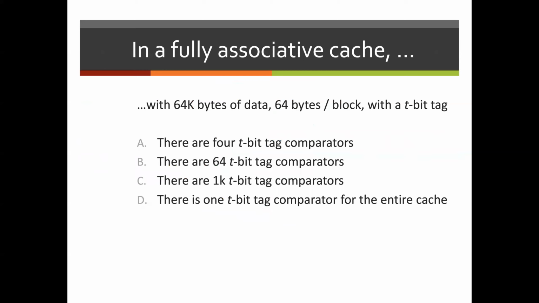So let's consider a fully associative cache with 64 kilobytes of data, 64 bytes per block, and with a T-bit tag. How many comparators are there going to be? 4 T-bit tag comparators, 64 T-bit tag comparators, 1K T-bit tag comparators, or 1 T-bit tag comparator for the entire cache? You'll want to recall that with the fully associative cache, we're going to need a comparator for each of our cache entries. So in this case, we're going to need at least 1K T-bit tag comparators for a fully associative cache.